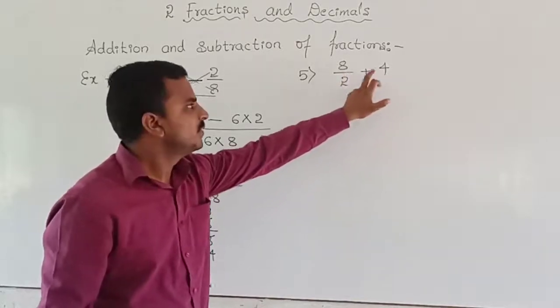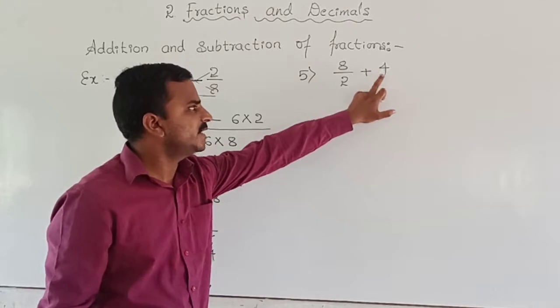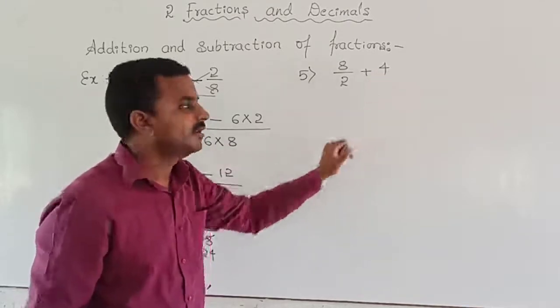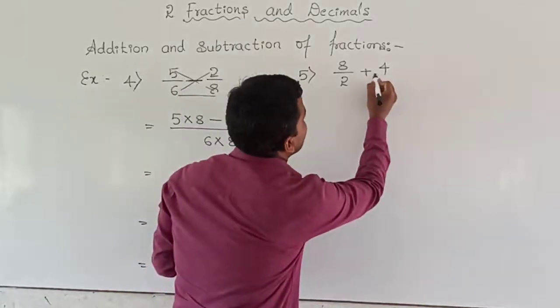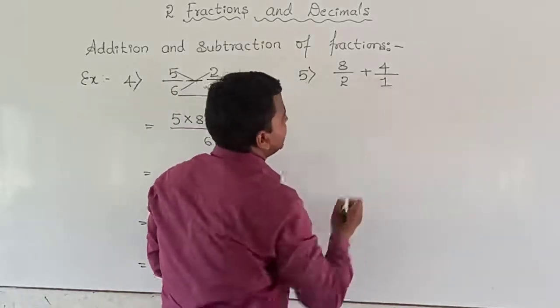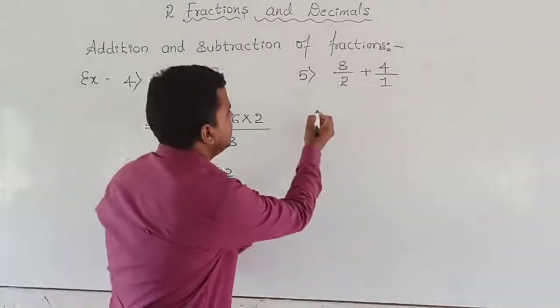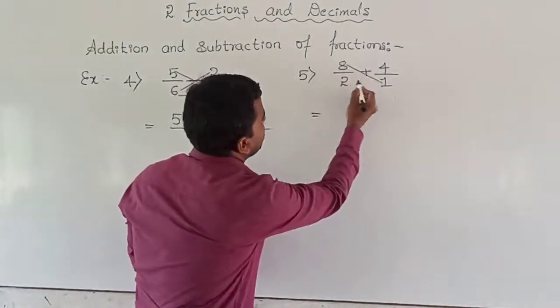Next, plus 4. In this second fraction, it has only the numerator part. There is no denominator. In this denominator place, just write 1. That is a complete fraction. Next, you can solve this one by cross multiplication.